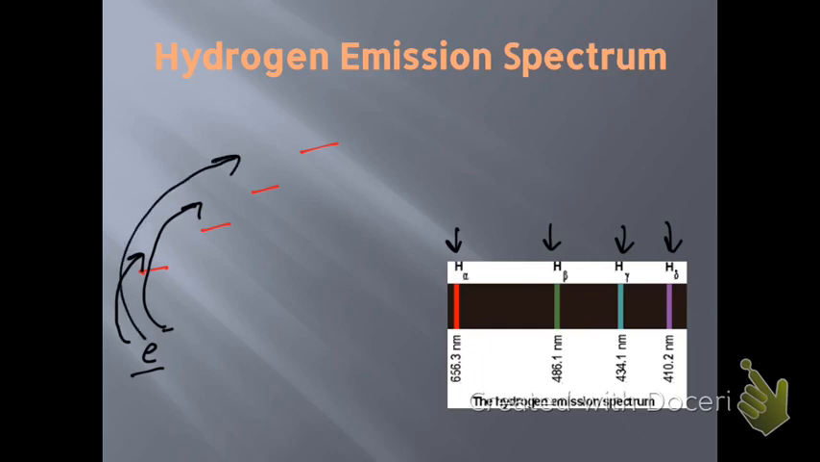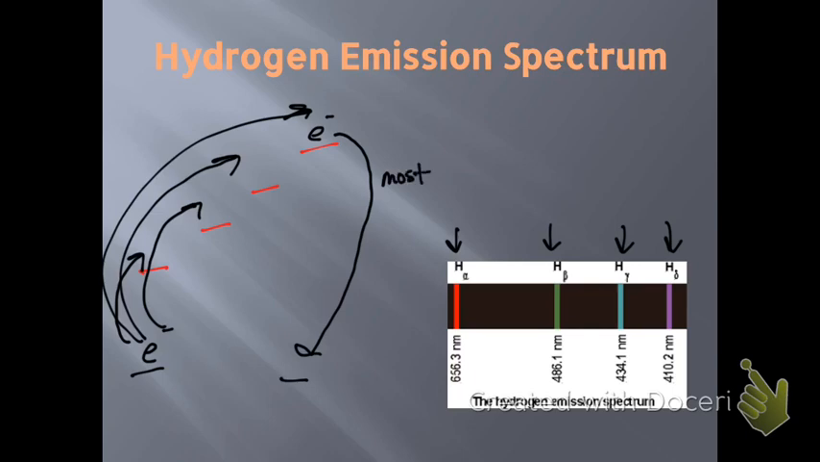It can go to here if it got even more energy, or it can go all the way to here, right? Now remember what we just said, it wants to return back to its ground state. So let's take this very top one. If the electron takes one big jump and returns back to its ground state, what you'll notice is since this is the highest, this gives off the most energy. So it's going to release the most energy.